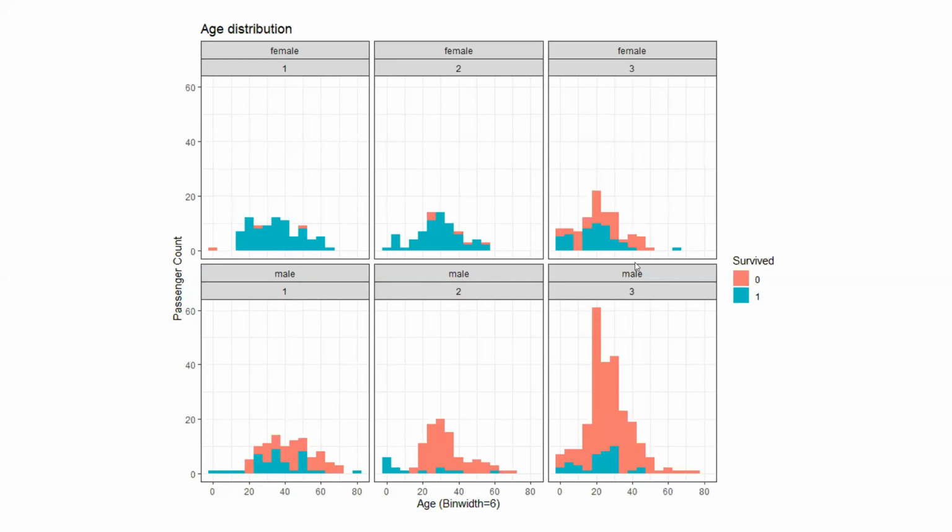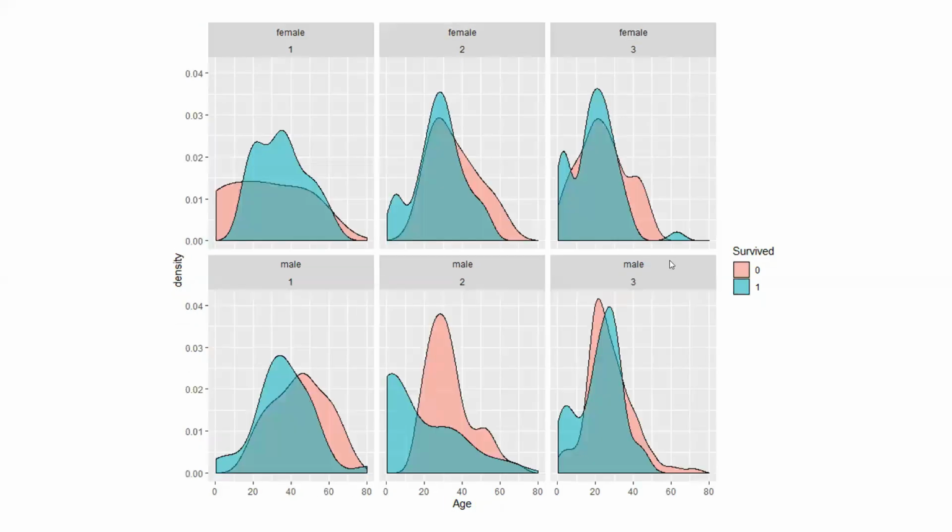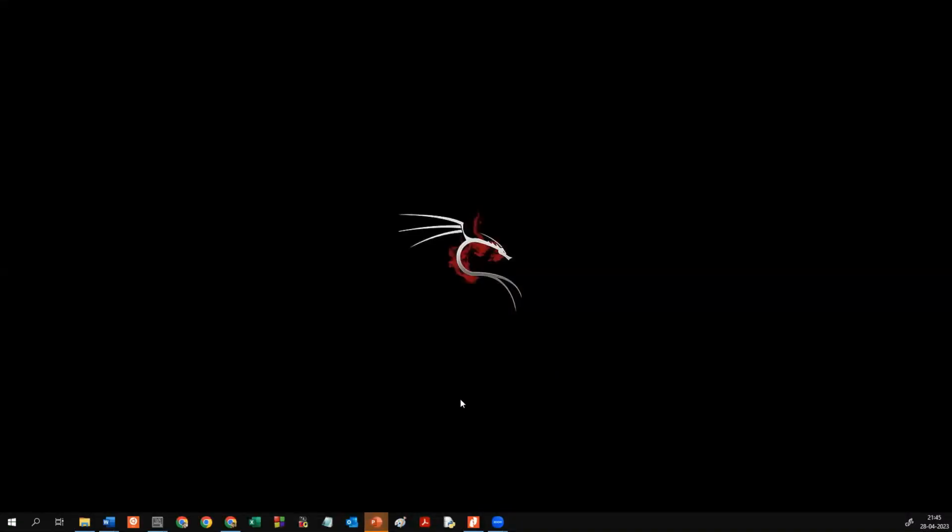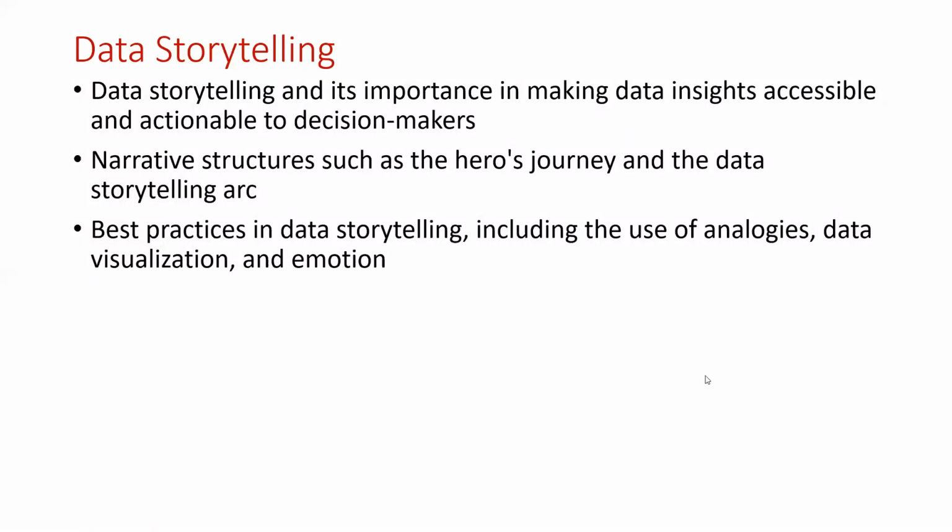Next, the same diagram in a different way, the survival rate. This is basically a visual interpretation of the data, how I'm trying to build a story, how I'm trying to tell you a story from this data. This is an example on the Titanic data set. Hope you like this example and storytelling. This is how we are visually bringing that insight from the data.